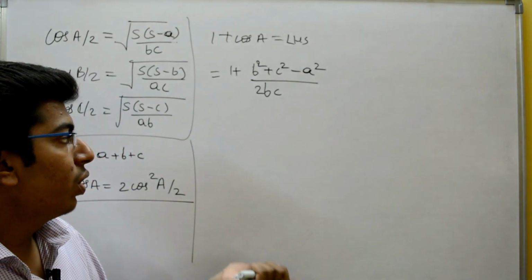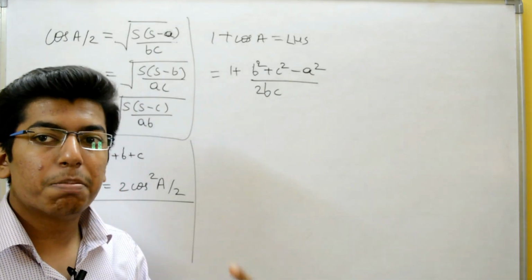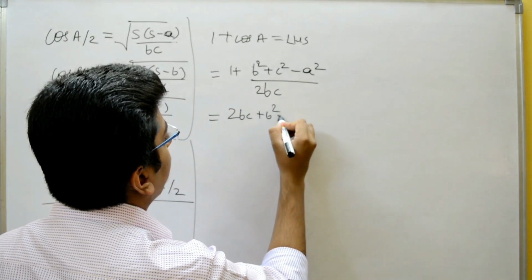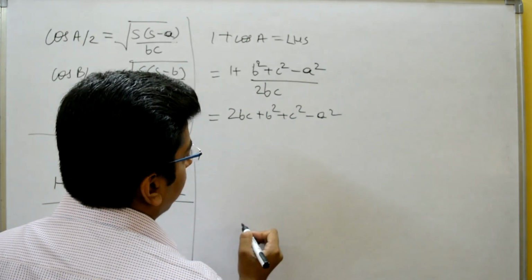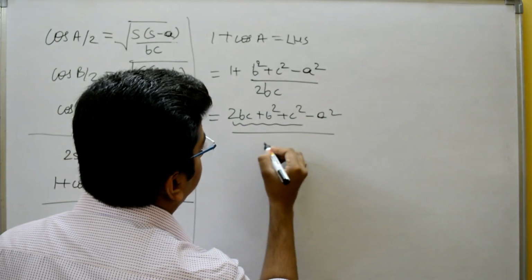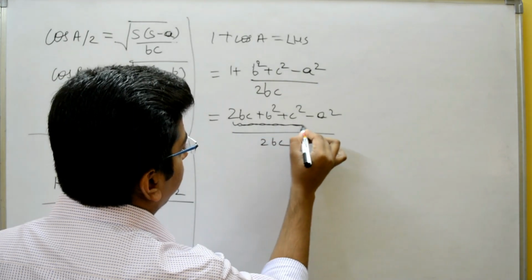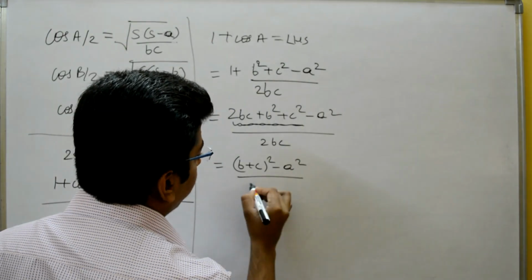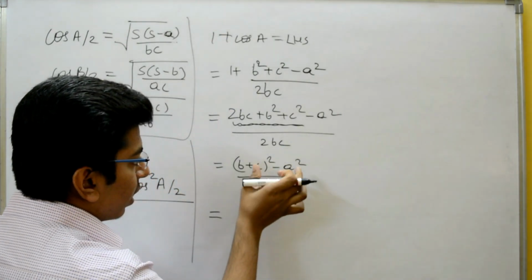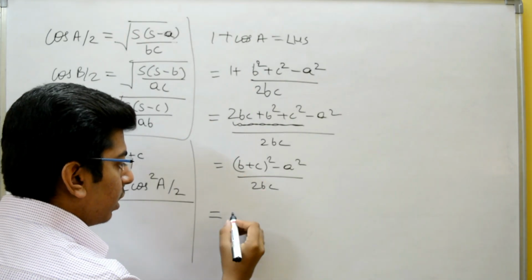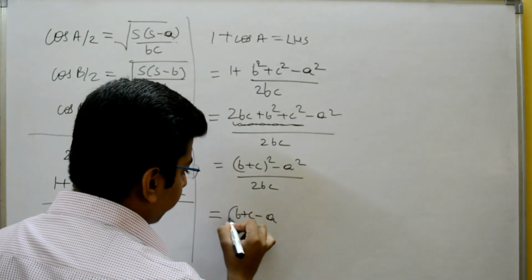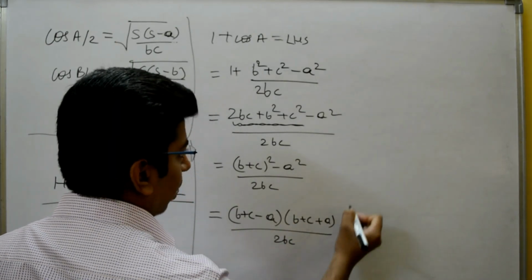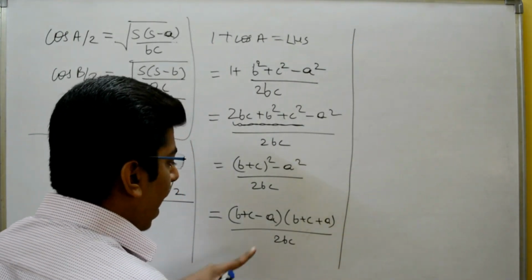If your answer is not this, rewind this video. Okay. So 2bc plus b square plus c square minus a square upon 2bc. But this is the formula for b plus c whole square minus a square upon 2bc. So do the expansion for this: b plus c minus a and b plus c plus a upon 2bc. So the next step will be adjustment over here.